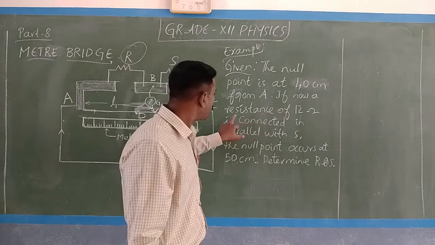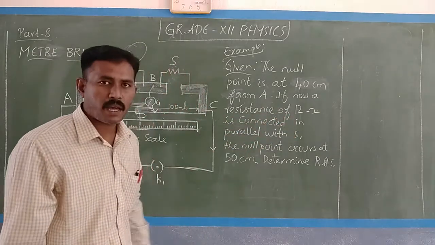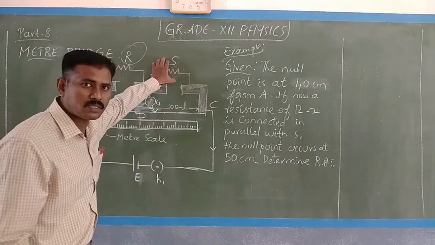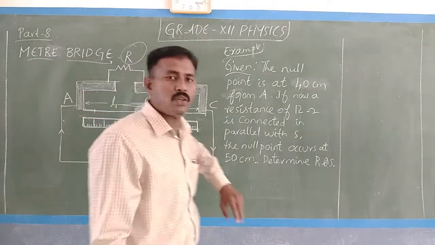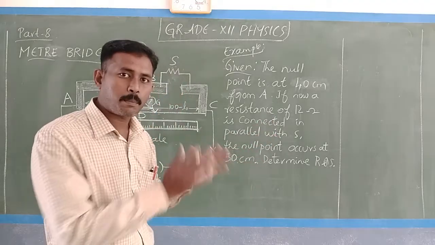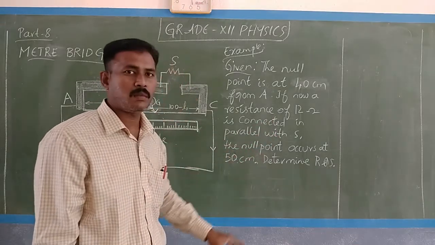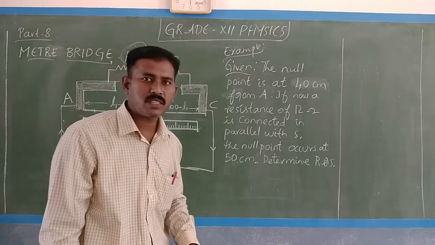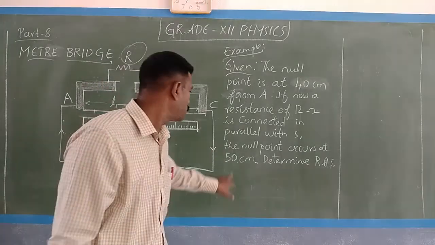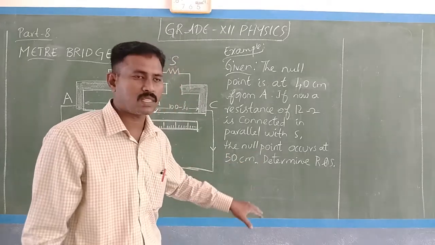If now a resistance of 12 ohm is connected in parallel with S. So already we have a standard resistor S. If I introduce a new resistor of 12 ohm in parallel with S, the null point occurs at 50 cm, because if the value of S is changed, there is a change in the null point. So it is shifted to 50 cm. That is, the value of L1 changes.